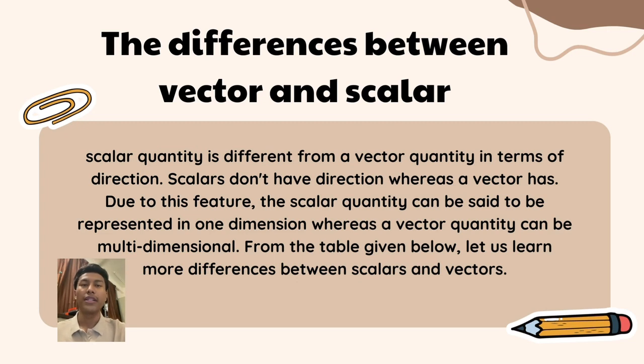How about the difference between vector and scalar? Let me explain to you. A scalar quantity is different from a vector quantity in terms of direction. Scalars don't have direction whereas a vector has. Due to this feature, the scalar quantity can be said to be represented in one dimension whereas a vector quantity can be multidimensional. From the table given below, let us learn more differences between scalar and vector.